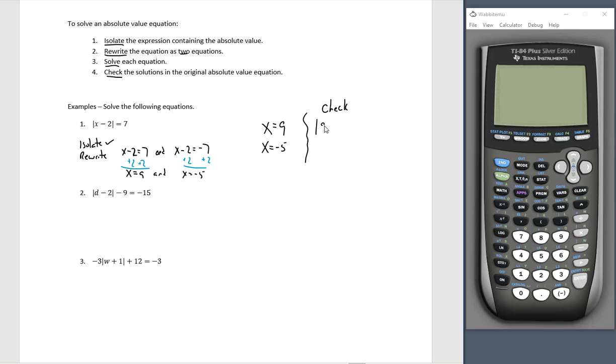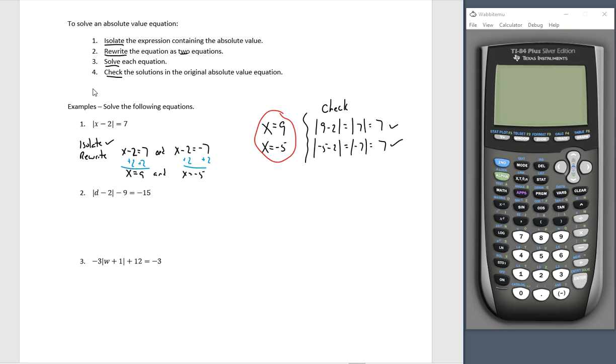To check this, I'm going to say 9 minus 2 inside absolute values. 9 minus 2 is 7. The absolute value is 7. Fantastic. But what if I have negative 5 minus 2 in absolute values? The absolute value does not change negatives to positives. What the absolute value does is deal with the end result. So once I have a negative 7 and that's the only thing in absolute values, now the absolute value makes it non-negative. So we know that these are both good answers. There's our two answers.